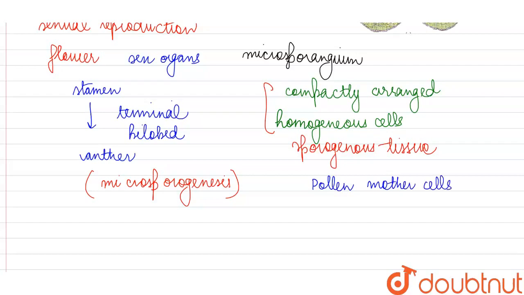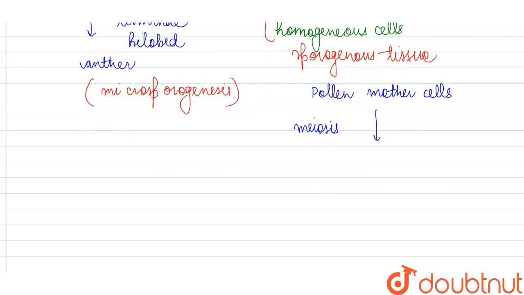And these pollen mother cells are going to undergo reduction division or meiosis to produce the pollen grains in groups of 4, because we know when a diploid cell is going to undergo meiosis, it is going to produce 4 haploid cells. So that is why when the microspore mother cells undergo reduction division, they form groups of 4 cells known as the microspore tetrads.